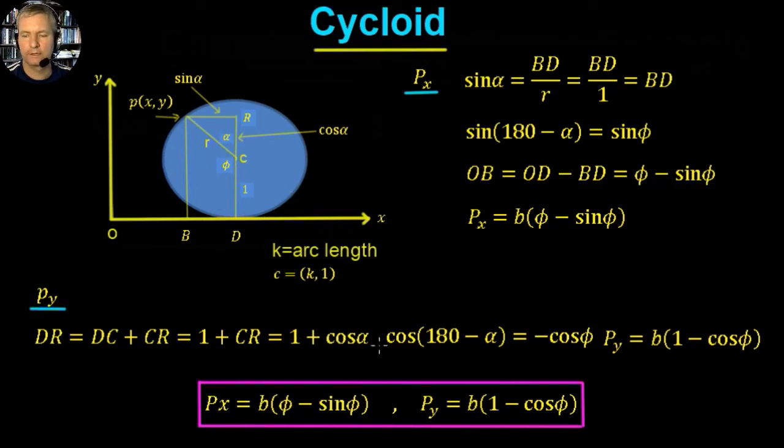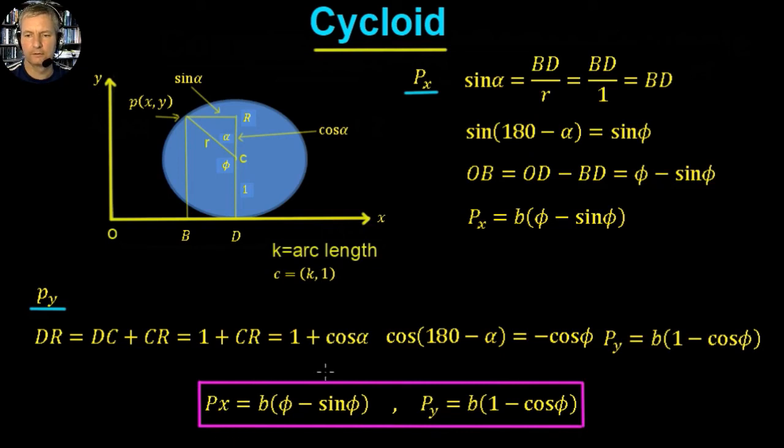So we can therefore say from the trig identity, cos of 180 minus alpha is equal to minus cos of the angle phi. Again, just another trig identity. So therefore we can say that P of y would equal 1 minus cos phi. And of course, if the radius was not a value of 1, but some arbitrary value, say you call it b, then we can say that P of y is going to equal b times 1 minus cos of phi.